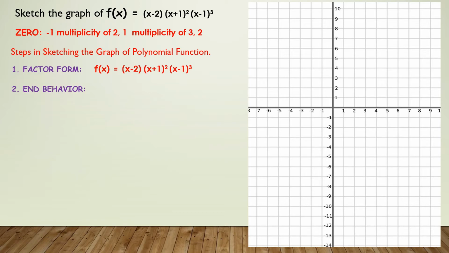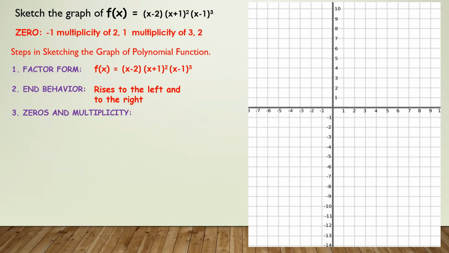Then we have to determine the end behavior. To get the end behavior, we multiply all the leading coefficients of our factors, and that will give us x raised to 6. Since the degree is an even number and the leading coefficient is positive, we will have the end behavior as rises to the left and rises to the right. Meaning on the left side of our graph, we are rising, and on the right side, we're also rising.